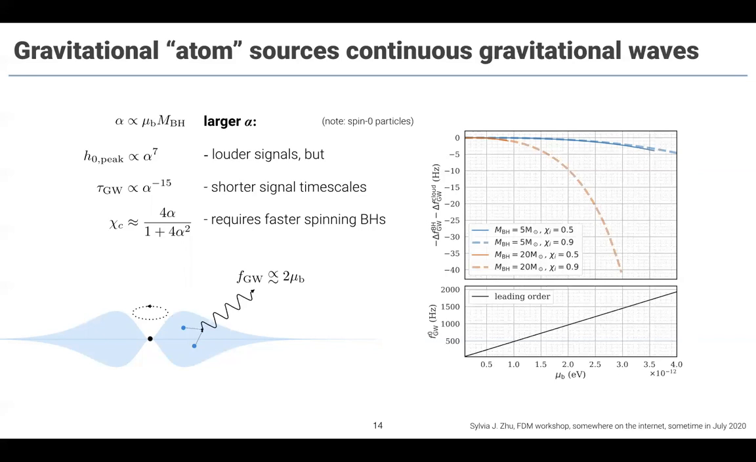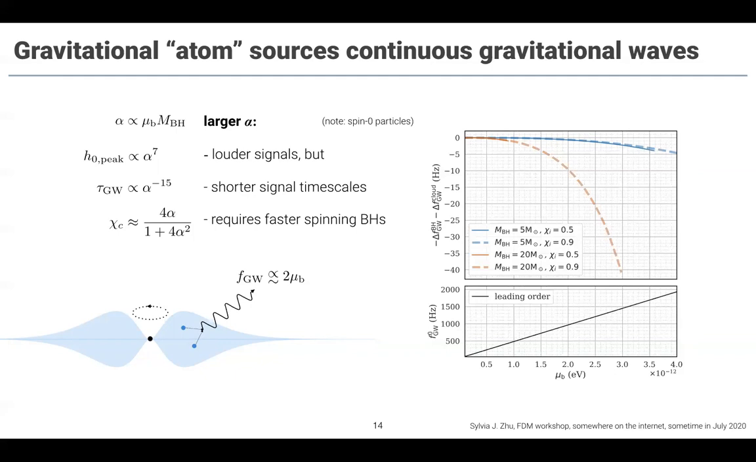Similarly, in order for the cloud to grow, the black hole spin has to be faster than a certain critical amount, this chi-c. So this chi-c also depends on alpha. And so when you have larger values of alpha, you also require faster spinning black holes in order to build these clouds in the first place.